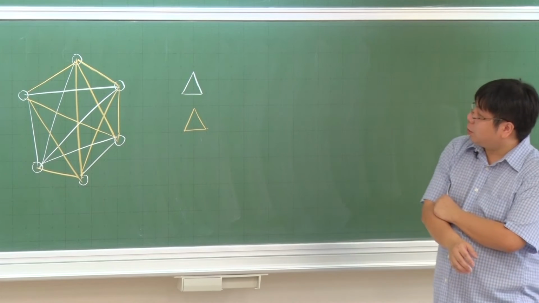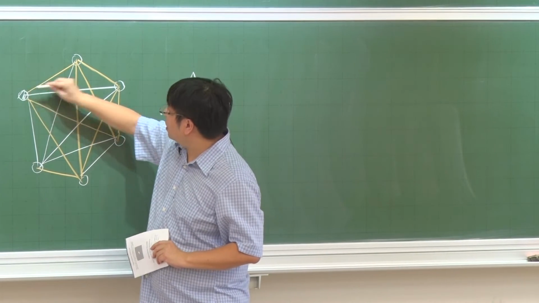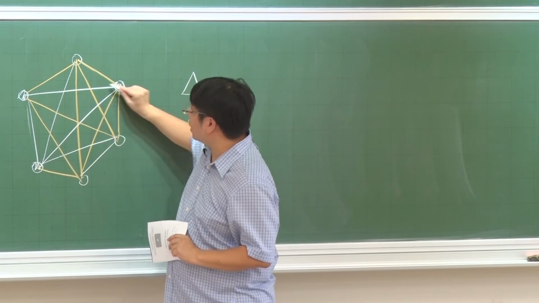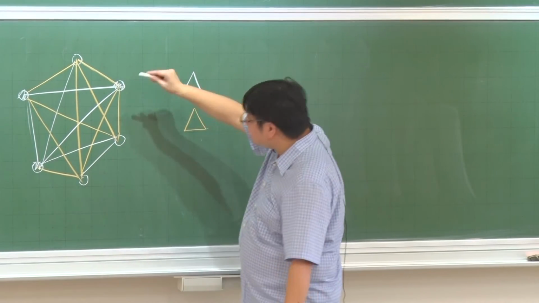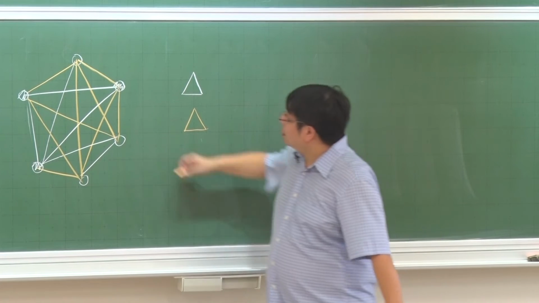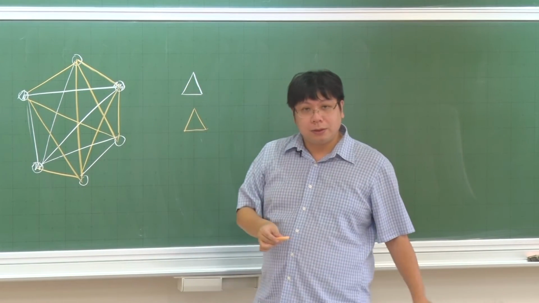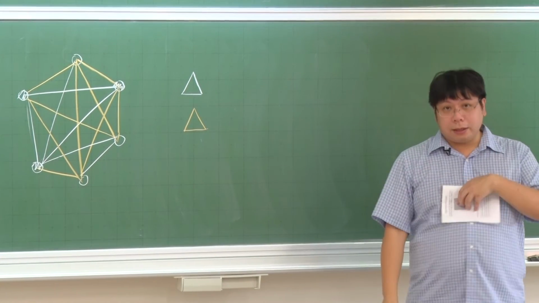Okay, so in this case, do we find a white triangle? Yeah. If you pick this vertex, and this vertex, and this vertex, then it is a white triangle. You understand my point? Okay, and in this particular example that we drew, there is also an orange triangle. We can have this one, and this one. This is an orange triangle. Okay, but then 6 is a magic number.